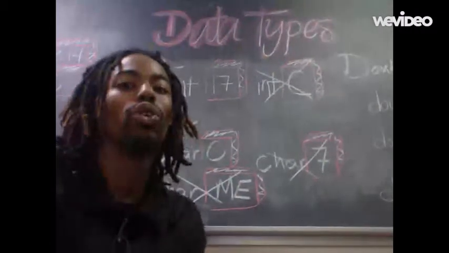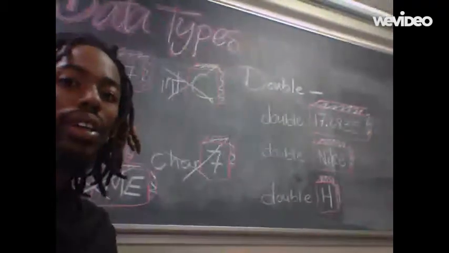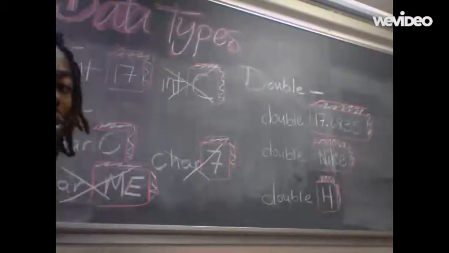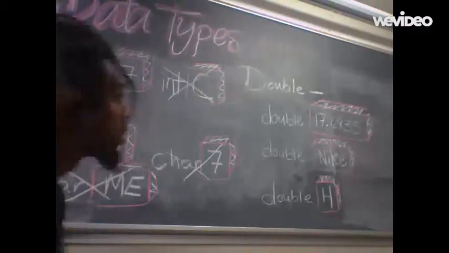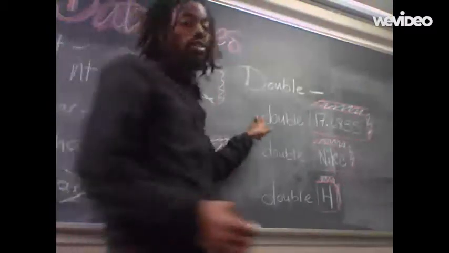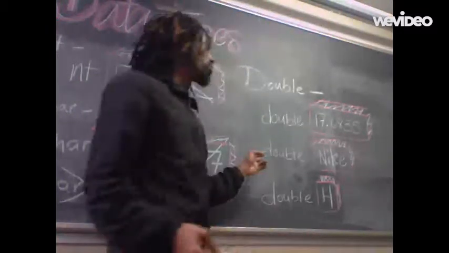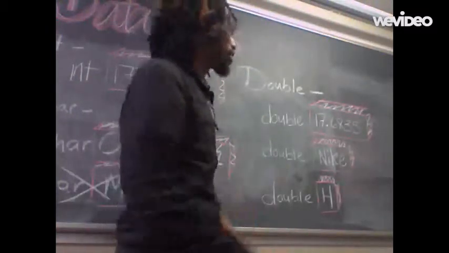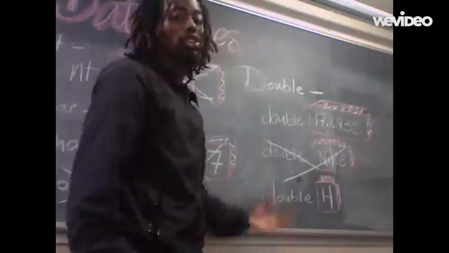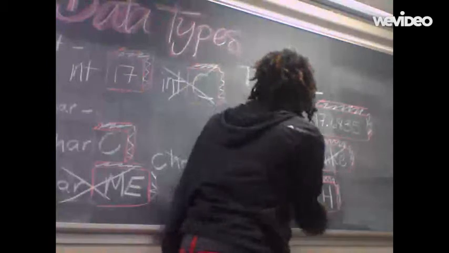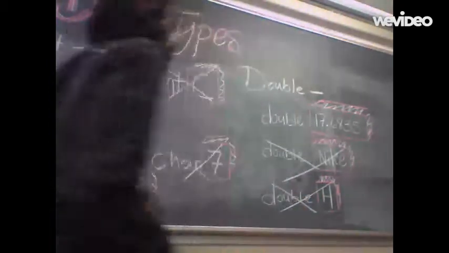Now, let's go over there to the double. As you remember, double is just a float that contains a decimal place. So which one of those has a decimal place? Only this one. So double 90, that's a string. That's not going to happen. Double H, that's a char. That's not going to happen. Now let's go to the next ones.